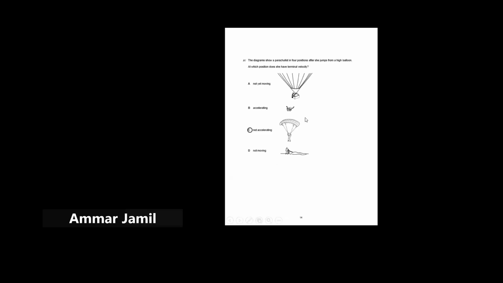We have a parachute in 4 positions. So which has the terminal velocity? If it's not accelerating, so C is the choice. And then we have two men jumping from an aeroplane at the same time, one with a parachute, one not opening the parachute. Why is the man in free fall moving faster? Because the parachuter experiences greater resistance. That's why he is not moving very fast.